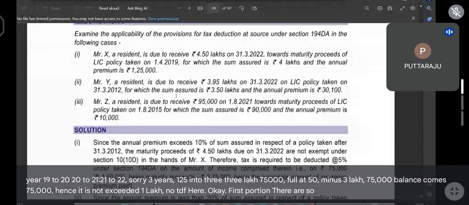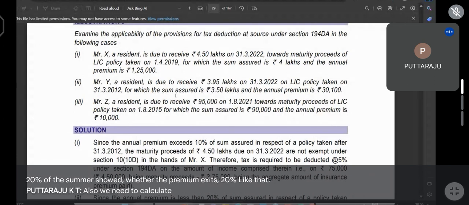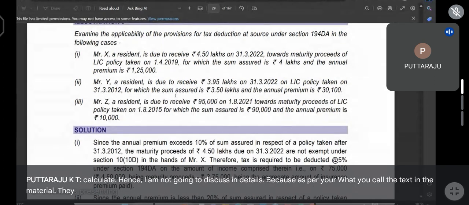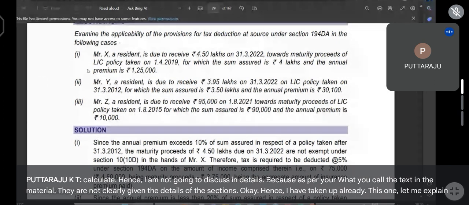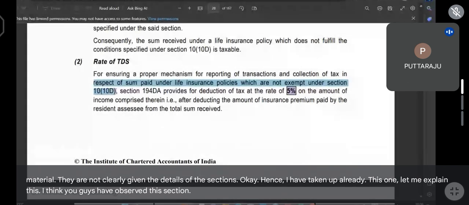First portion. There are so many things. You have to calculate 20% of the sum assured, whether the premium exceeds 20%. Like that also we need to calculate. Hence, I am not going to discuss in detail, because in your text material, they have not clearly given the details of the sections. Okay. Let me explain this. I think you have observed this section 10(10D).